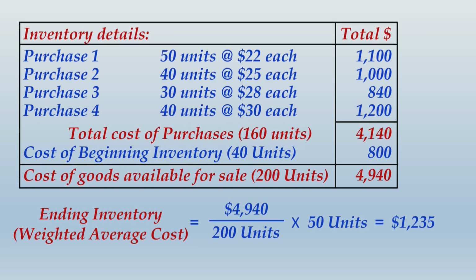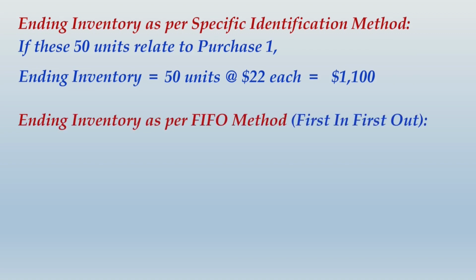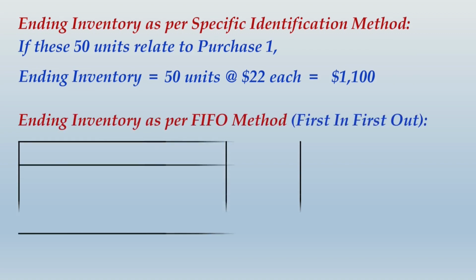Alright friends, once you have completed writing this much, let us continue further with the other two methods. We begin with the specific identification method. I have explained this to you already. Ending units will be valued at $1,100, and then application of the FIFO method. This also I have explained to you.